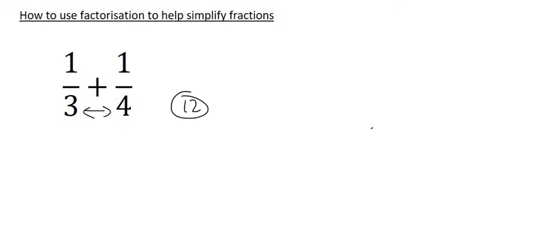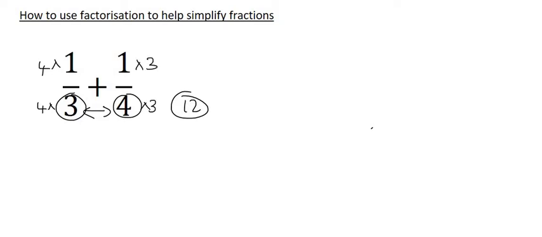Alright, so what would the next step be? Well, the lowest common denominator is 12, which means that we need to convert both of these bottom parts into 12. And so we would convert the 3 into a 12 by timesing by 4. But what you do to the bottom, you have to do to the top. And then you would have to convert this 4 to a 12 by timesing by 3. And what you do to the bottom, you do to the top.